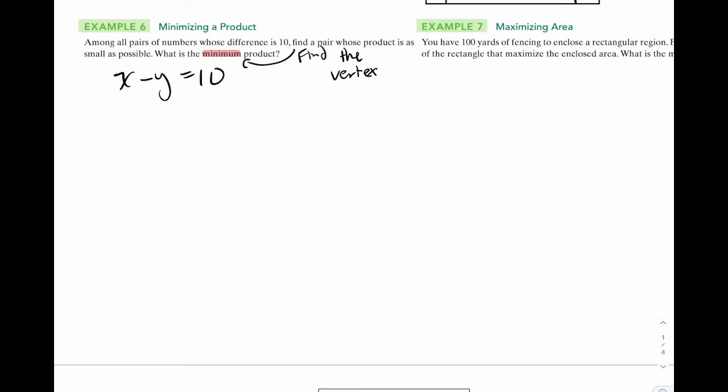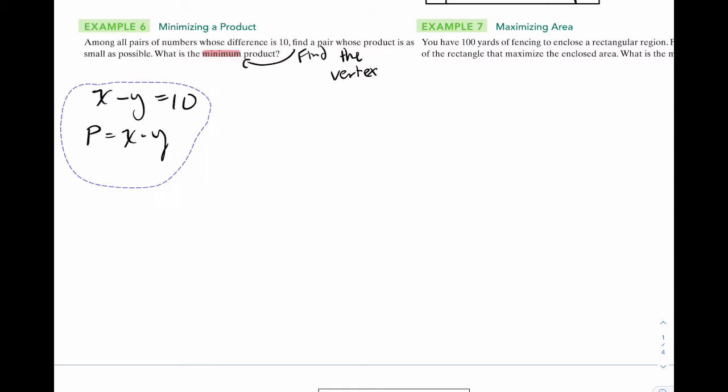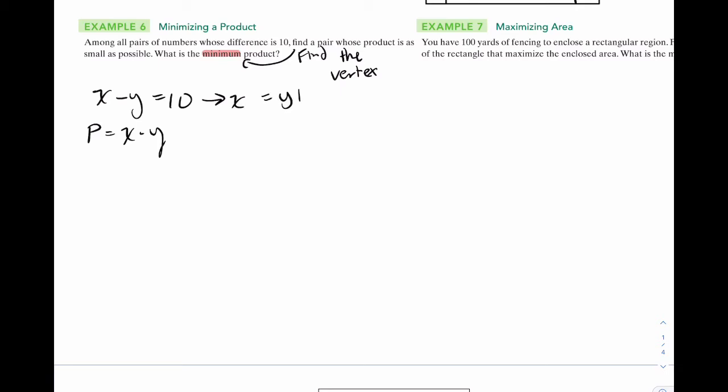Now from here, it says the product. So the product of two numbers is just x times y. We're trying to minimize that. So look at what we have here. We have these two equations. Let's just put them together. You can solve for x or y here. It doesn't really matter. I'll just solve for x. Seems a little bit easier. X should equal y plus 10. And I'm going to plug that in right there. So now my product is going to be y times y plus 10.